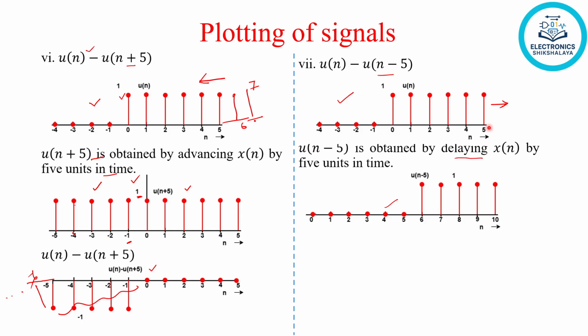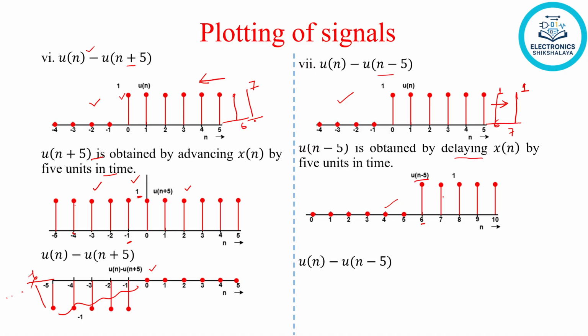At 6, what will be the value? That will be 0. Okay. Because at 6, 7, these values are all 1. If you subtract u of n minus 5 from u of n, at 6 the value is 1 here and 1 there. So 1 minus 1, it will be 0. So up to this value you get 1, then it will be 0.